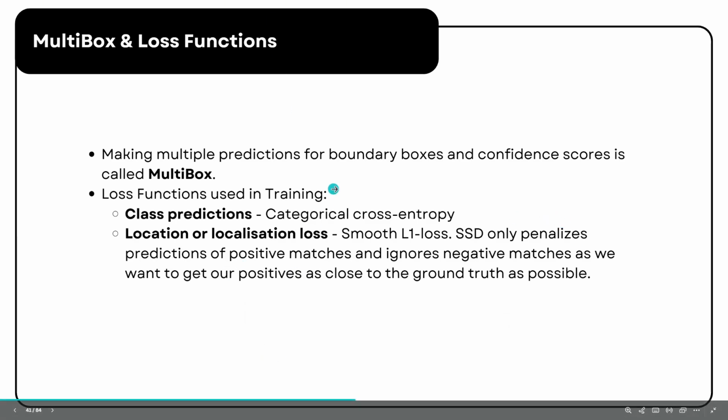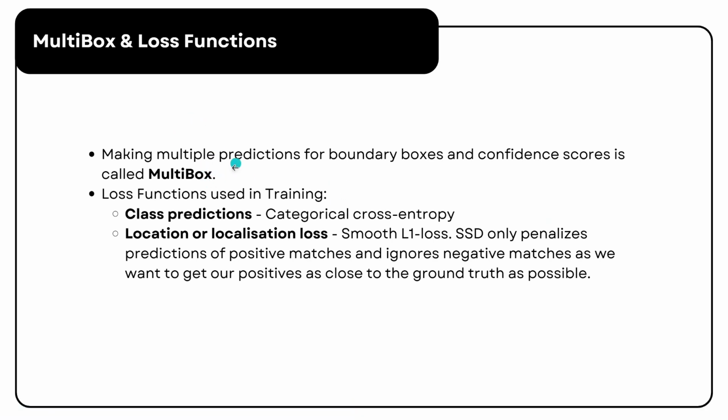In single shot detectors like SSD, we make multiple predictions per feature map or per feature map cell. So this means several bounding boxes and confidence scores for each possible object. This approach is called multi-box.